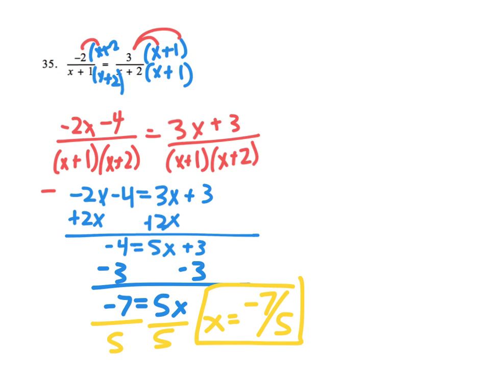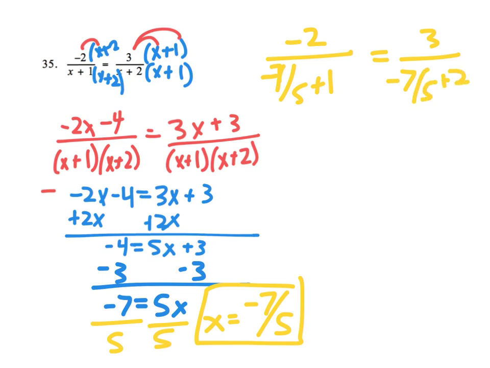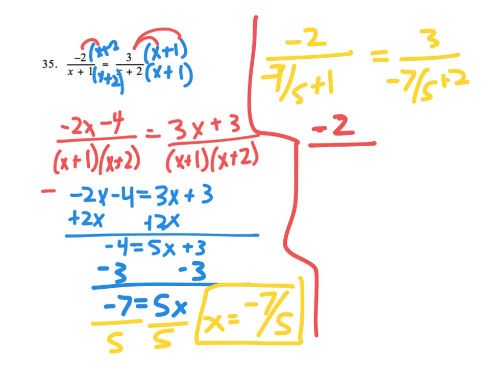Again, you want to plug this in and make sure it works. So in my calculator, I would do -2 over -7/5 plus 1 equals 3 over -7 over 5 plus 2. Let's just kind of figure it out. So for this answer, we would have -2 over, and if I have -7/5 plus 1, that's the same as -7 over 5 plus 5 over 5. So I'd really have -2 over 2 over 5.